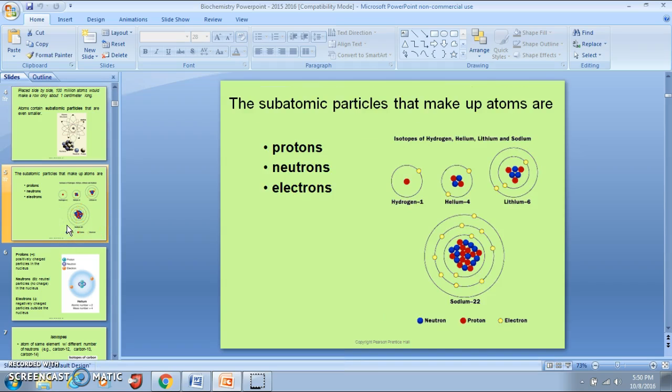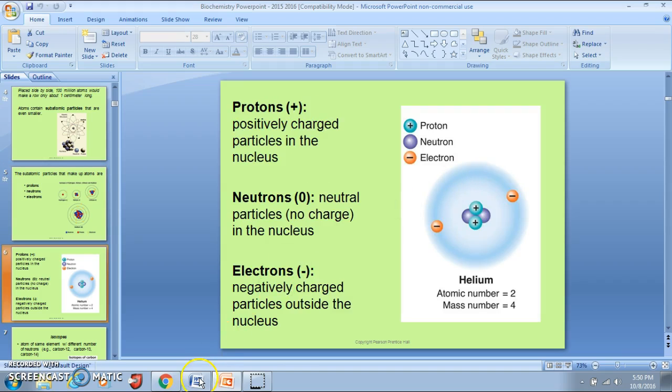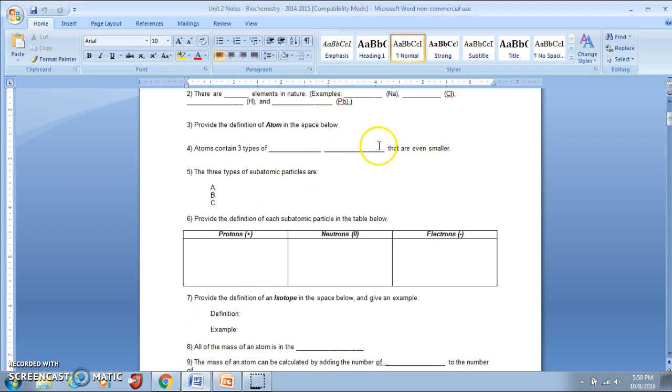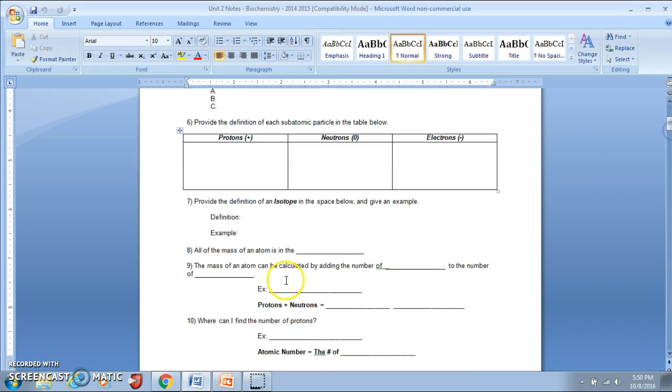Now there are 3 types of subatomic particles: protons, neutrons, and electrons, and we're going to talk about properties of each. Now we have 4 atoms shown in the picture here of different element types like hydrogen and helium, and in the pictures, protons are shown in red, neutrons are shown in blue, and electrons are shown in yellow. So, on our notes, we've answered number 4, 3 types of subatomic particles, and we've listed the 3 types in number 5. We're going to go on to number 6, where we look at the definition of each subatomic particle.